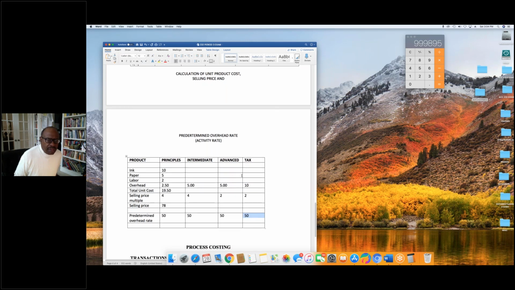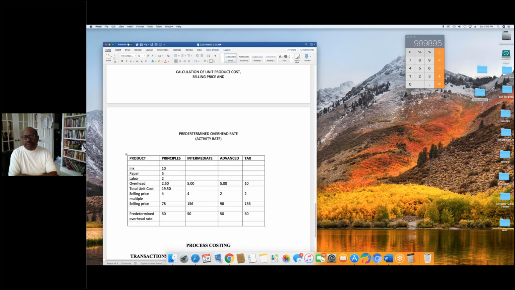I'm going to let you complete this chart. If you agree with me, your answer should be 156 for the intermediate book, 98 for the advanced book, and 156 for tax. So go ahead and complete this chart and make sure you can get those answers. Okay, any questions?